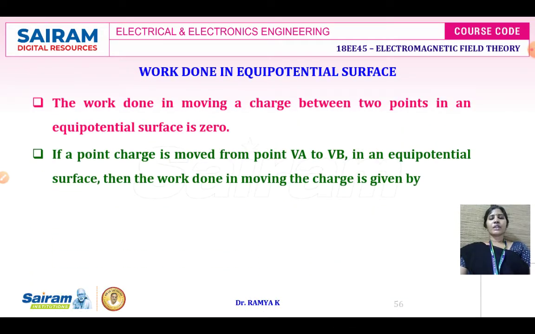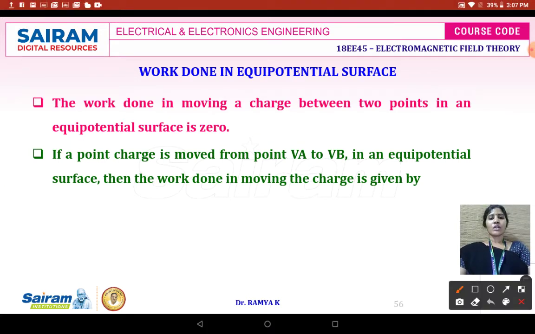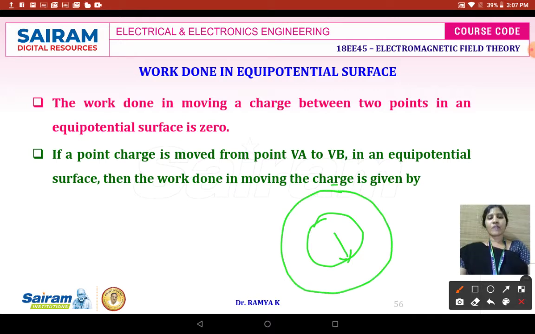What is the work done in an equipotential surface? The work done in moving a charge between 2 points is going to be 0. Why? Because when you assume this is point 1, and one more surface I am having exhibits V2. This curve exhibits V2 and this curve exhibits V1. It is going to be the equipotential surface.